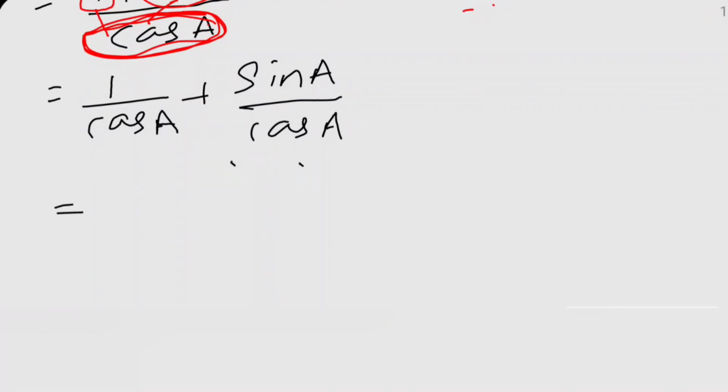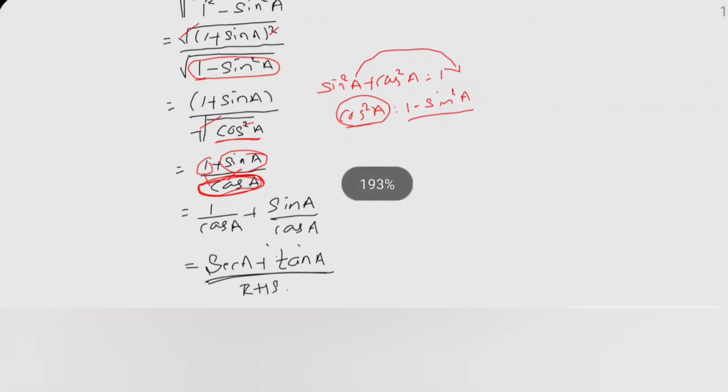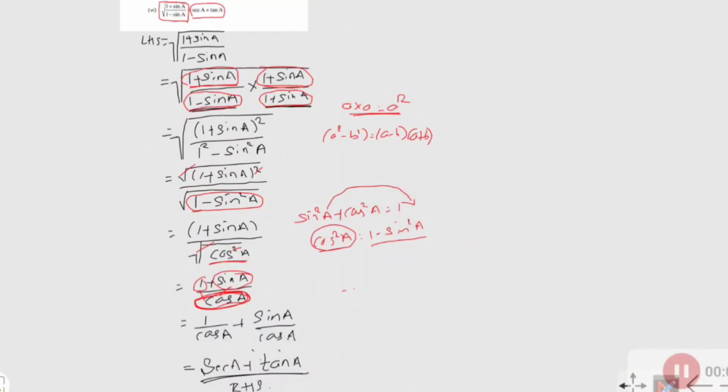So next, 1 by cos A we can write sec A, and plus as it is, sin divided by cos we can write tan A. So it is our RHS. So see here, sec A plus tan A, and here also we got sec A plus tan A, hence proved.